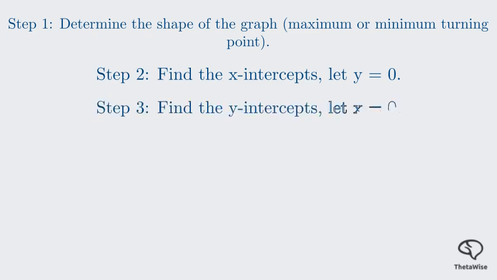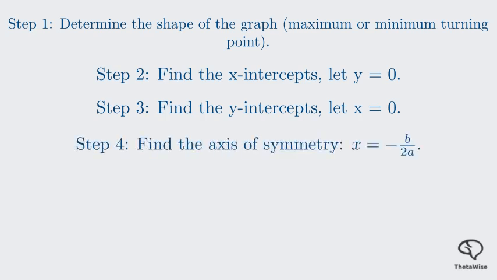Step 3. Find the y-intercept. This is even simpler. We set x equal to 0 and solve for y. Remember, it will always be the value of c in the equation y equals x squared plus bx plus c. Step 4. Find the axis of symmetry. We use the all-important formula, x equals negative b over 2a. This vertical line tells us the center of the parabola.